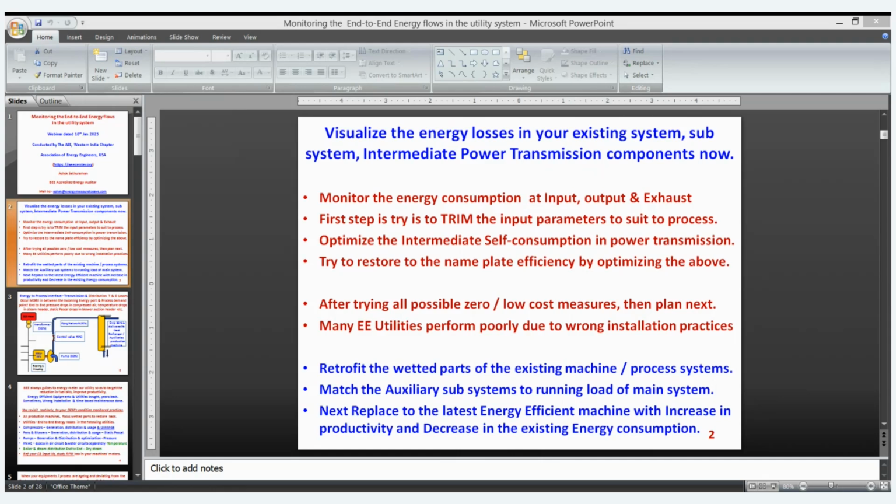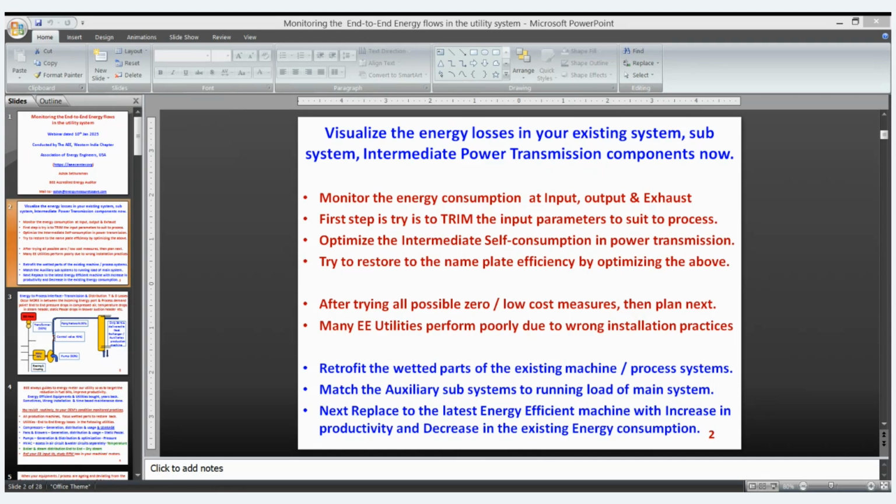Then the auxiliary systems of the main utility systems are all designed for 100% of the system, the full load output of the system. But if the industry is in lean mode production, the auxiliary systems have to be monitored and optimized to suit the main system's input and output, so the auxiliary system also has to be stabilized. Then comes the replacement with the latest energy efficient machines, which increases productivity as well as reduces the energy consumption.